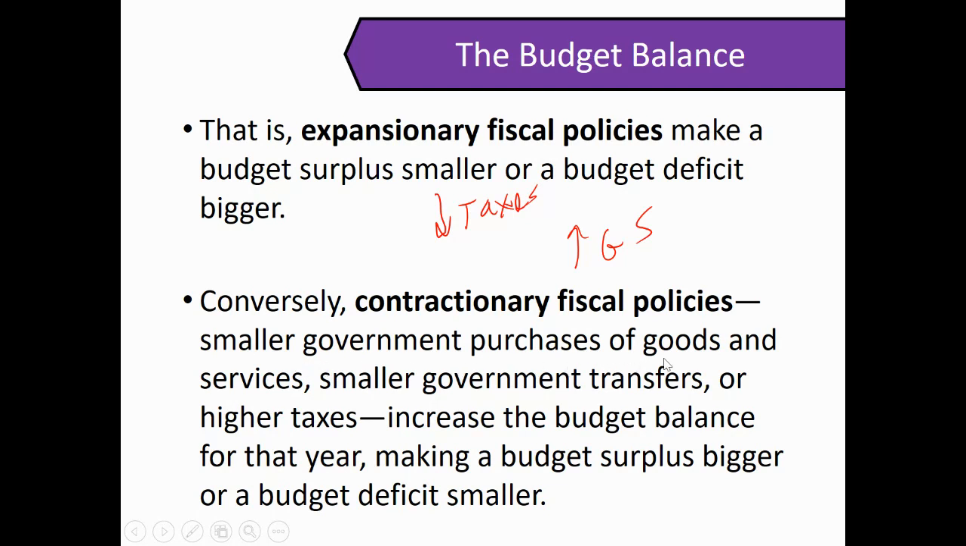So smaller government purchases of goods and services, smaller government transfers, but higher taxes. That would either make our budget surplus bigger or our budget deficit smaller. Okay. And there are a lot of different politicians that believe in more contractionary policies. If we truly wanted to get rid of our $24 trillion in debt, that's the policy we'd have to go to. We'd have to cut spending.